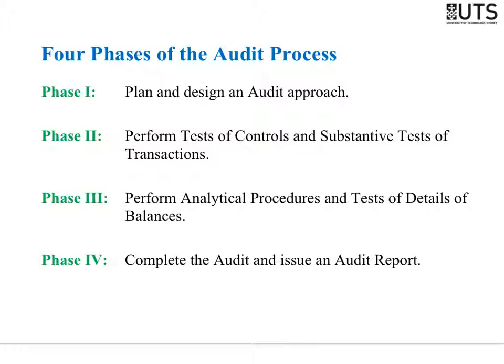And this is essentially how the textbook has set out the process. So phase number 1 is plan and design the audit approach. This is what we spoke about at the very beginning. This is what I call the planning phase. This is when you're gaining the understanding of the business and how it works and the controls within the business, and you're making your risk assessments. That's phase 1.